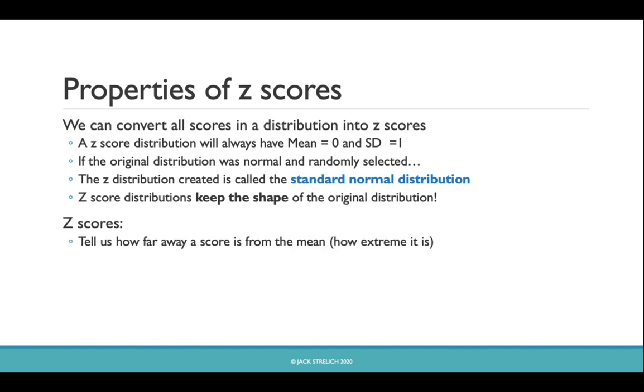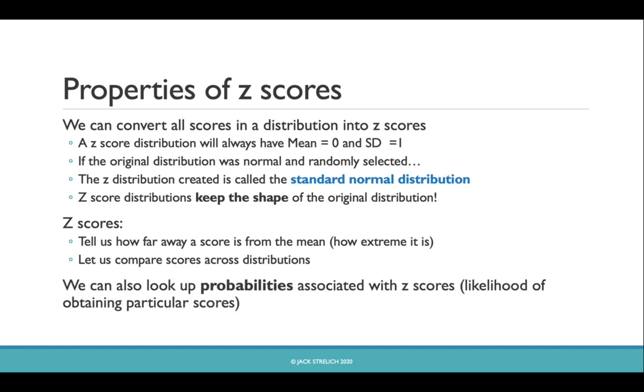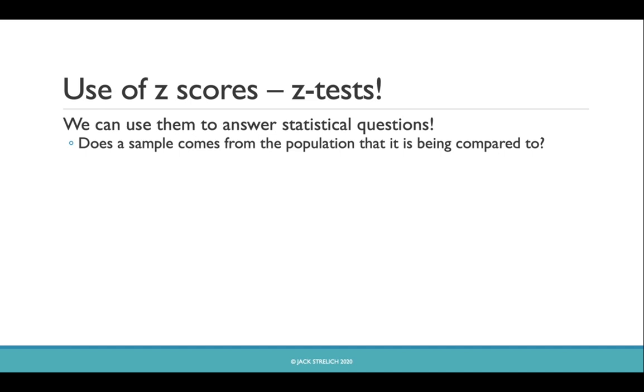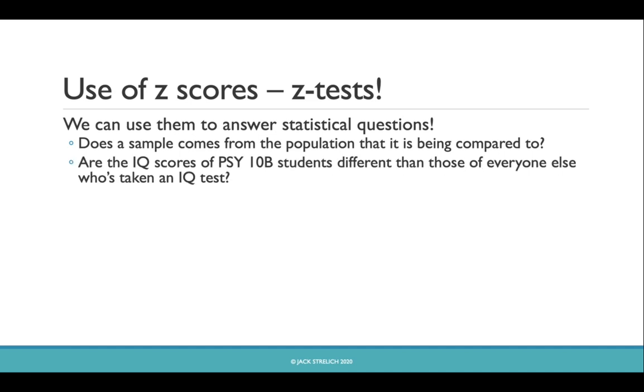So z-scores tell us how far away a score is from the mean, how extreme it is, and let us compare scores across distributions. We can also look up probabilities associated with z-scores, in other words, the likelihood of obtaining particular scores. And this leads us to one main use of z-scores, which is that we can use them to answer statistical questions. For example, does a sample come from the population that it's being compared to? So let's look at a concrete example.